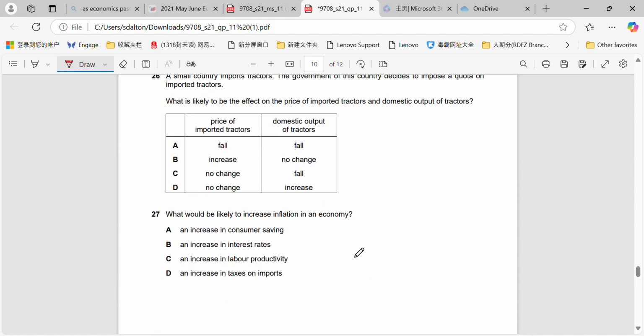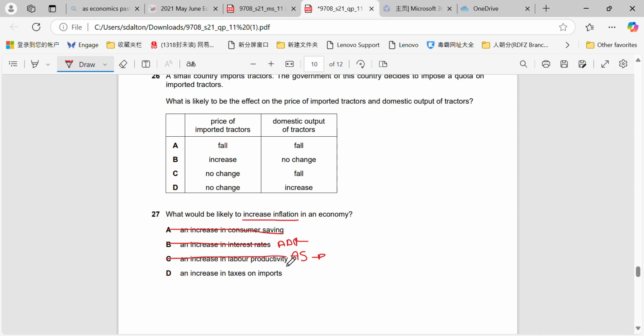Question 27. What would be likely to increase inflation in an economy? So increasing consumer saving, no, that would not have an effect. Remember, we're looking for AD to the right or AS to the left here. Increase in interest rates would be contractionary monetary policy. AD would go left. That would not increase inflation, it would decrease.